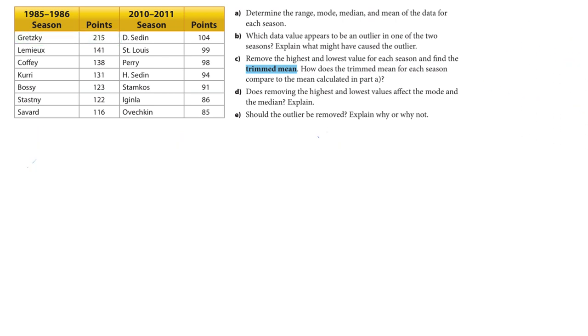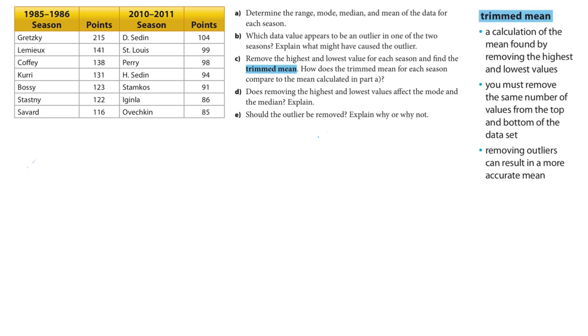Okay, so part C wants us to remove the highest and lowest values for each season to find the trimmed mean. So what is a trimmed mean? A trimmed mean is a calculation of a mean found by removing the highest and lowest values. You must remove the same number of values from the top and bottom of a data set. Removing the outliers can result in a more accurate mean.